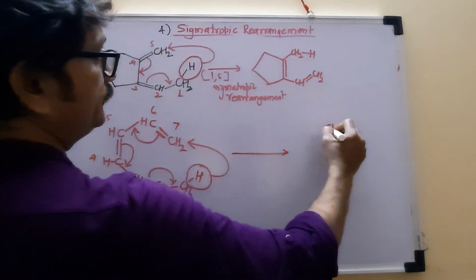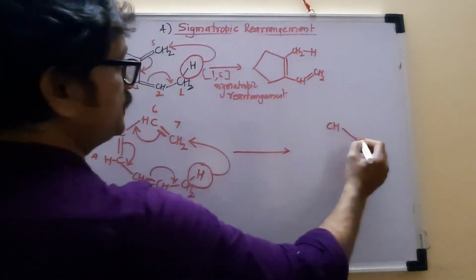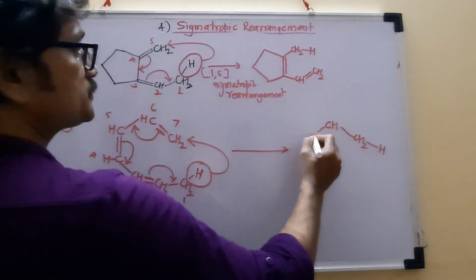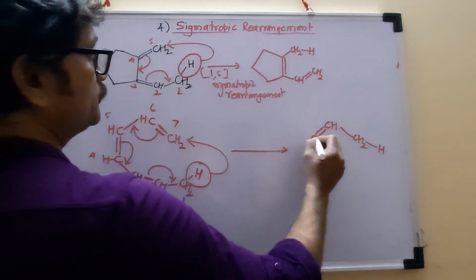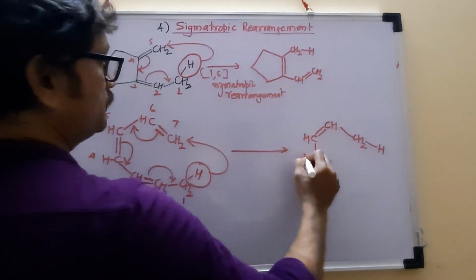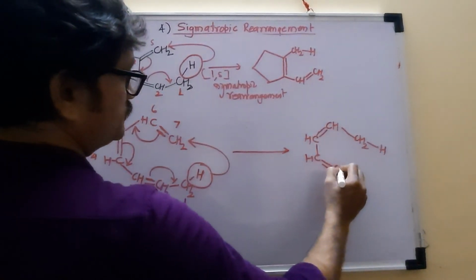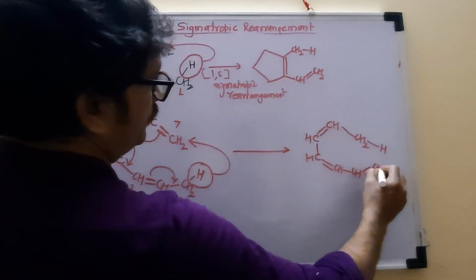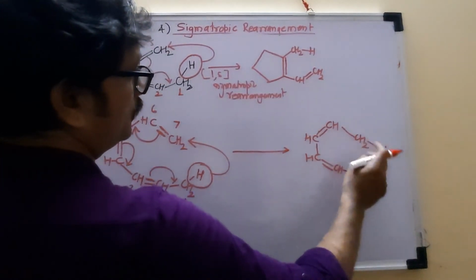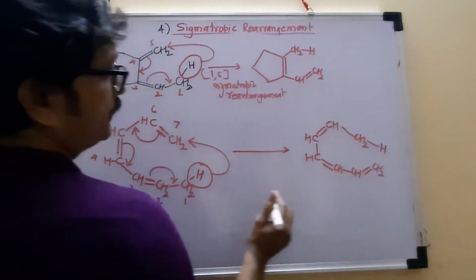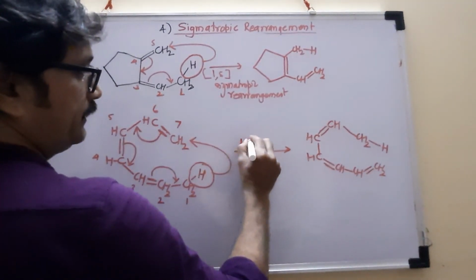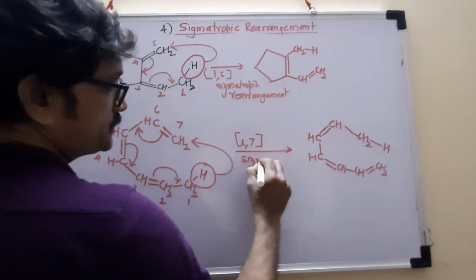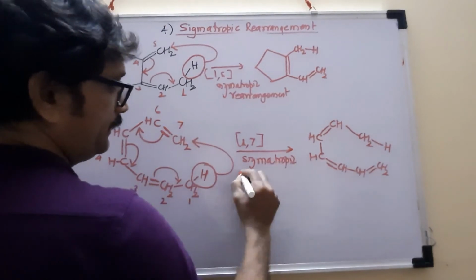And then we get CH, and this final CH2 I am writing here. Now one more hydrogen is attached, so there is a double bond. The position of the double bond is changed. Now this CH is not having a double bond, this CH is having a double bond, and then CH double bond CH2. So 1, 2, 3, 4, 5, 6 and 7. The first position is 1, and that hydrogen is shifted to carbon number 7. So this is a 1,7 sigma-tropic rearrangement.